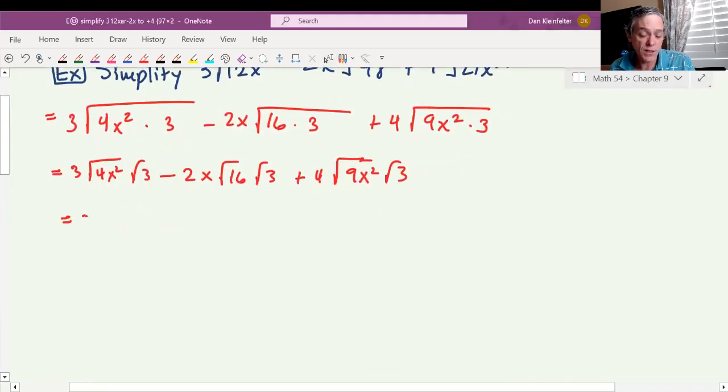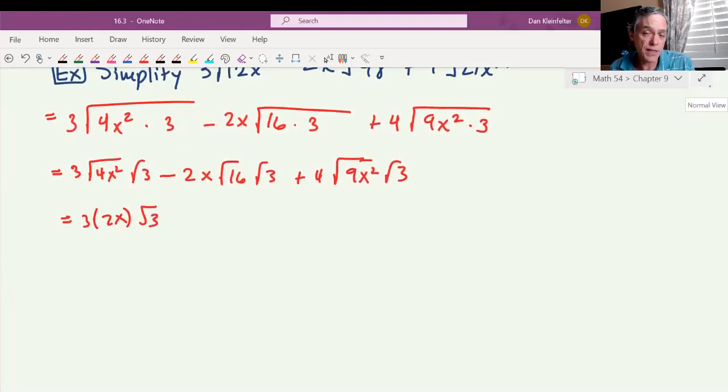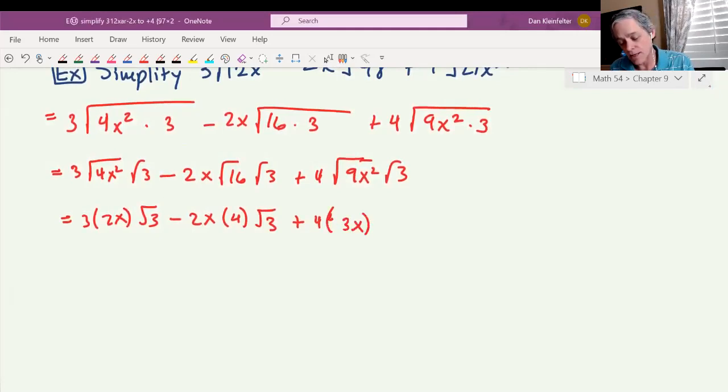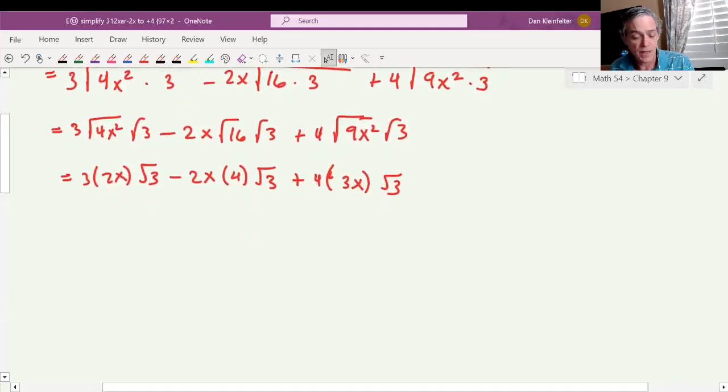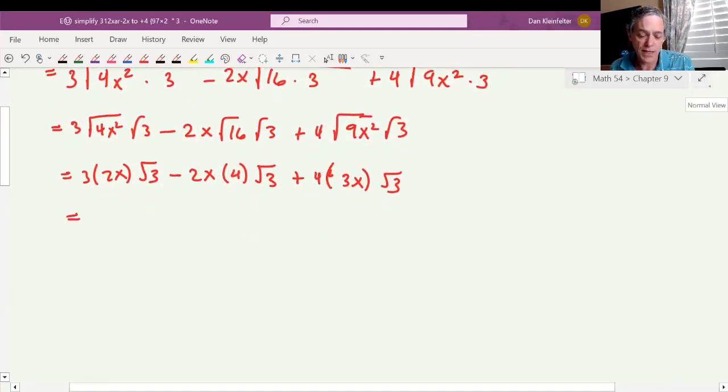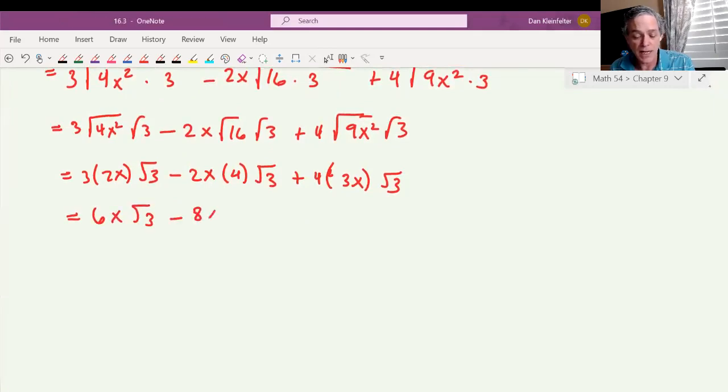The square root of 4x squared will be 2x. So in the first term, we'll have 3 times 2x times the square root of 3. In the second term, the square root of 16 gives us a 4. So we'll have 2x times 4 times square root 3. In the last term, we have 4 times 3x square root 3. I lied, maybe 2 more steps now. 6x square root 3 minus 8x square root 3 plus 12x square root 3.